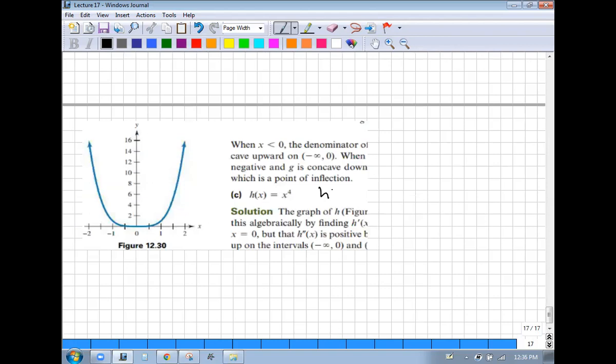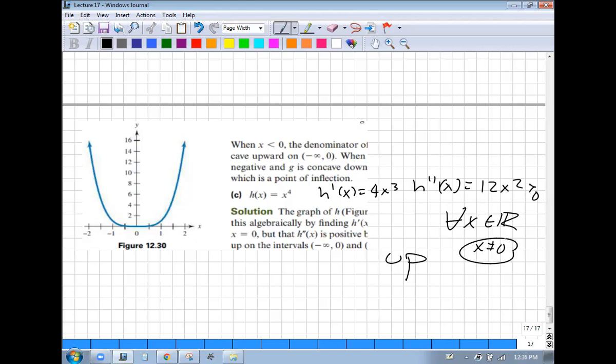X to the 4th. Okay, h prime is 4x cubed, so h double prime is 12x squared. So when is that positive? It doesn't matter what value of x you plug in because you're squaring it, right? This is positive for all x except for 0. If you let x be 0, you get 0, right? Since this thing is always positive, it's always concave up, which you can see in the picture here.